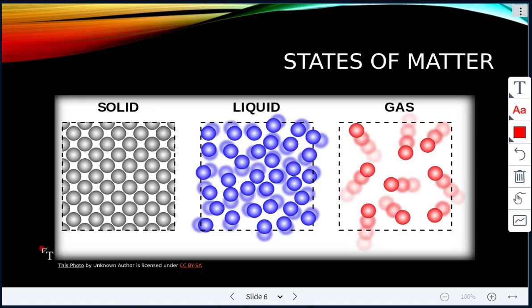All right, just another diagram here showing the particles now of the solid, liquid, and gas. In a solid, we can see the particles tightly packed together, not as much space between them. Liquids, they're a bit farther apart. There's more space between particles. And then a gas, much more spread out, and there's much more space between the particles.